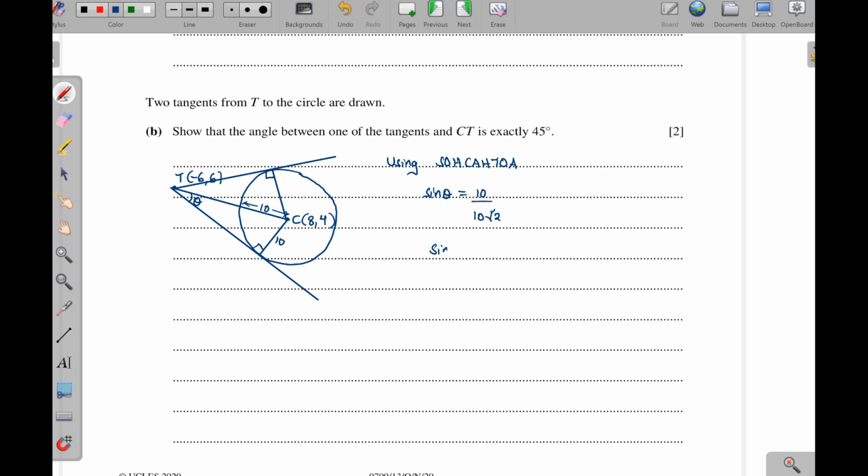Then you have sine of theta, which is equal to 1 over root of 2. And then theta will be equal to the arc sine of 1 over root of 2, which gives you 45. So that means theta is equal to 45 degrees, as simple as that.